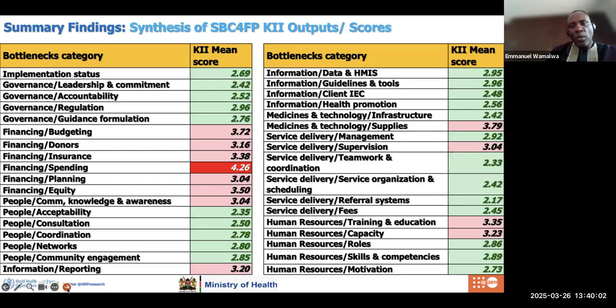The other scores were for SBC, and as you can see, SBC had a very important bottleneck again around financing, and all the financing and budgeting indicators were important bottlenecks. But SBC had others. For example, we had people communication and awareness, information reporting, medicine technology supplies, service delivery, supervision, human resource training and education, and human resource capacity. Those also were seen as important bottlenecks.